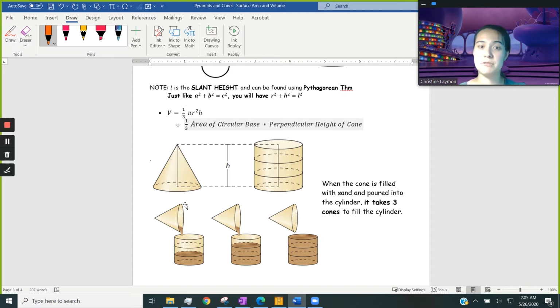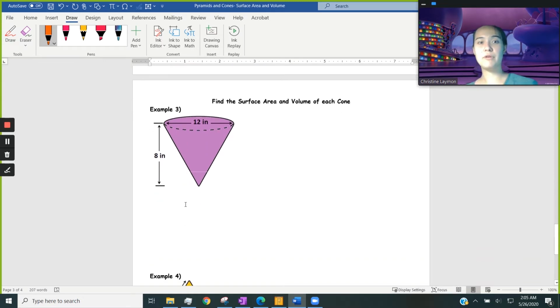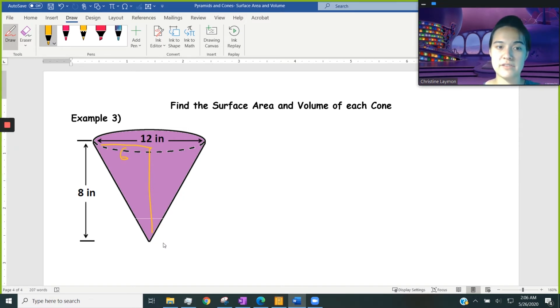Let's go ahead and see what this looks like when putting into practice. So here we go. I have a cone. They gave me the diameter of 12, and they gave me that perpendicular height. Notice that this direction here is going to be 6. In order to find this one here, because again, I know that this up and down is 8, I'm going to use the Pythagorean theorem. Let me go ahead and start with that.